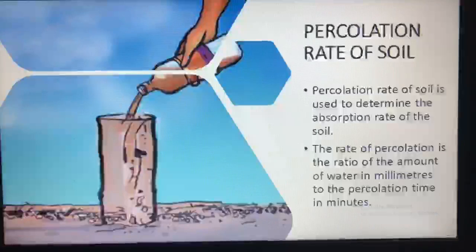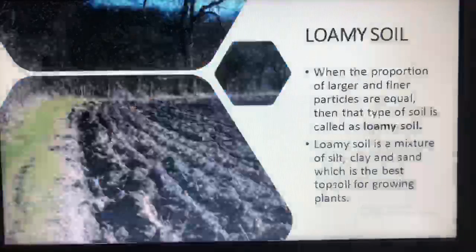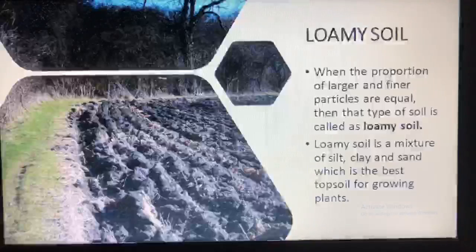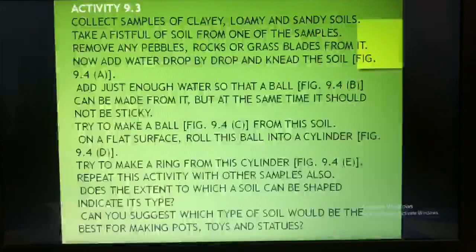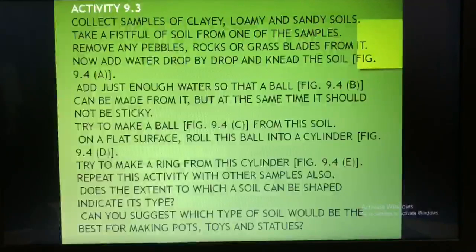Now let us perform an activity based on the different types of soil. Here is the activity in your textbook, page number 99, activity number 9.3. This activity is based on different types of soil. Just now we have read about the different types of soils. Which are the different types of soil? Sandy soil, clayey soil and loamy soil.